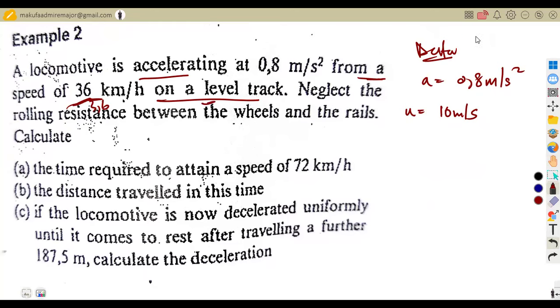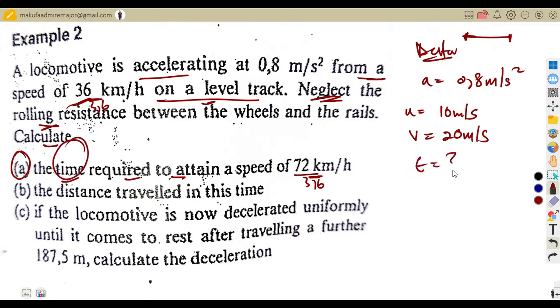On level track, that is on level ground, remember our formulas, guys. Neglect again the rolling resistance between the wheels and the rails. Calculate one, the time required to attain a speed of 72 kilometers per hour. If you divide this by 3.6, our final velocity is 20 meters per second. So the question is to calculate the time to attain this speed.